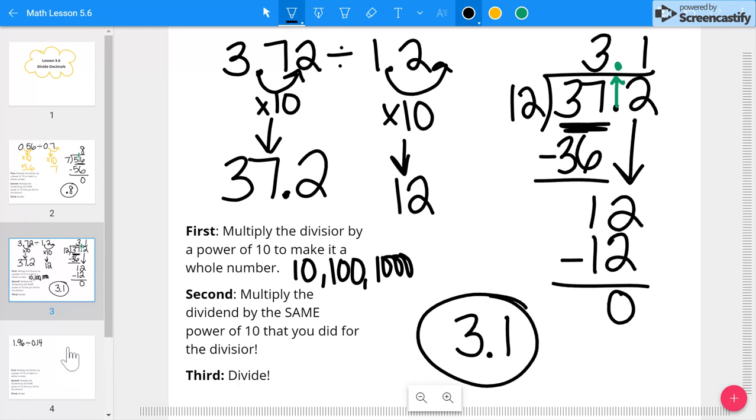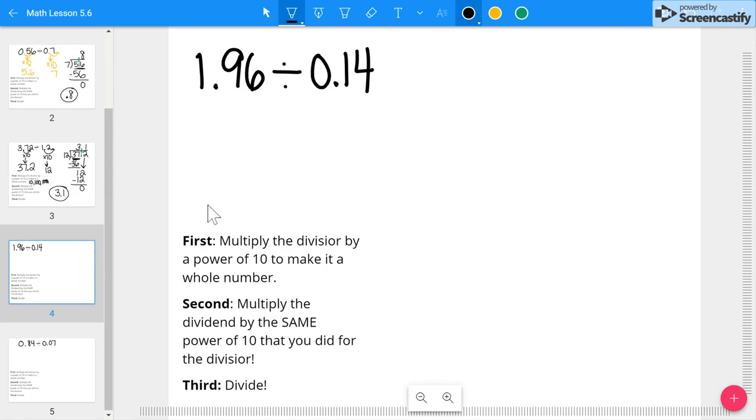Let's look at another. 1 and 96 hundredths divided by 14 hundredths. In this problem, I first need to multiply the divisor by a power of 10 to make it a whole number. So I need to move my decimal point 1 time, 2 times. I need to actually move it 2 times. Because I moved it 2 times to the right, that meant I was multiplying by 100, because I have 2 zeros. Those 2 zeros are telling me I'm moving it twice.